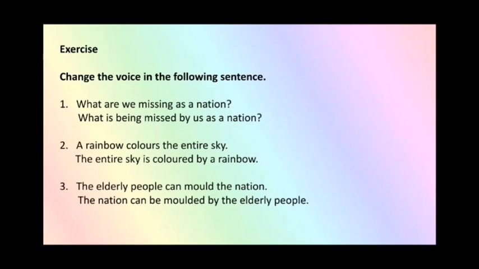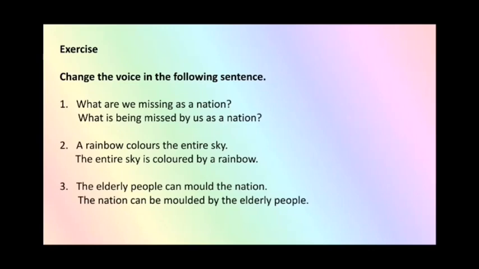Next, a rainbow colors the entire sky. This is now a normal sentence, which has to be changed into a passive voice. The entire sky. Now we have taken the last part of the sentence. The entire sky is colored by a rainbow. Third sentence: the elderly people can mold the nation. The answer is: the nation can be molded by the elderly people.